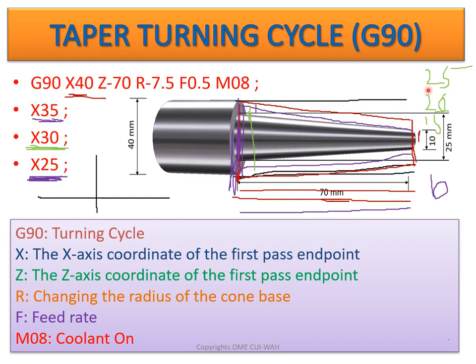At this end, we have reduced to first 25, then 20, then 15, then 10 mm. This is 10 mm, and here we have moved from 40, then 35, then 30, then 25. At the end, this is 25. So 25 mm there and 10 mm there. This was our taper turning cycle.